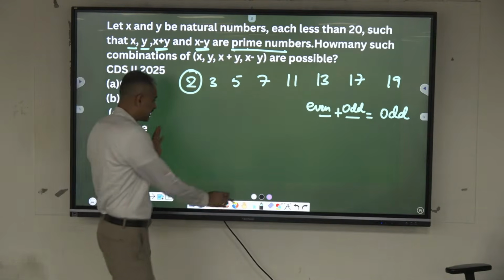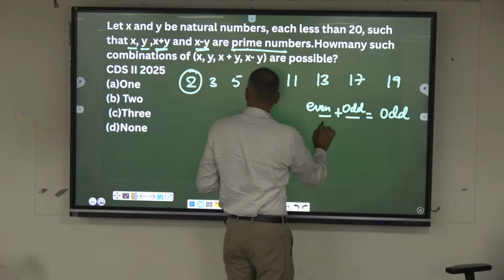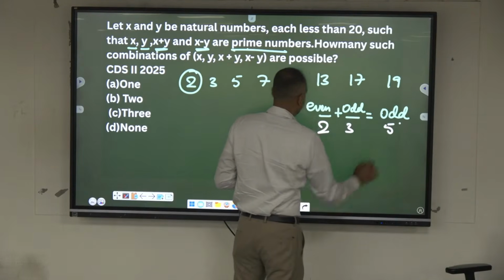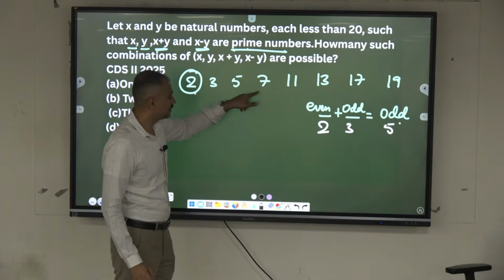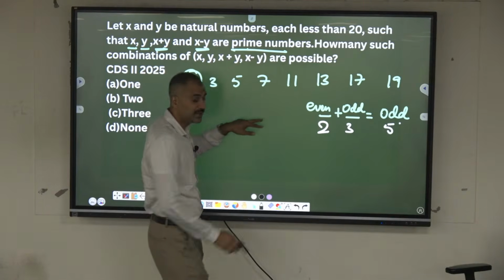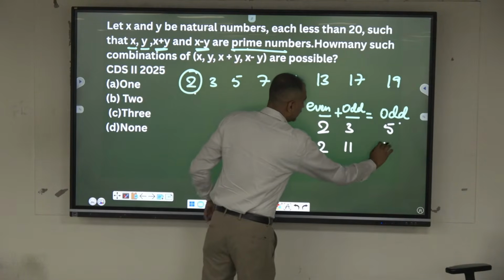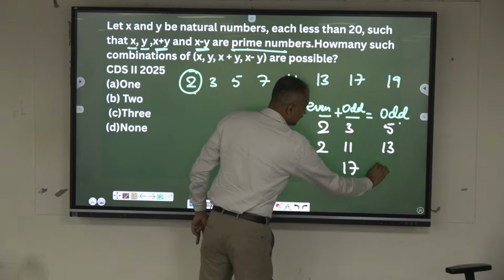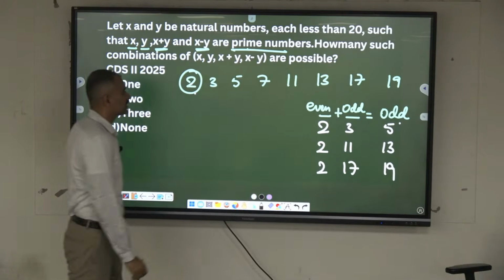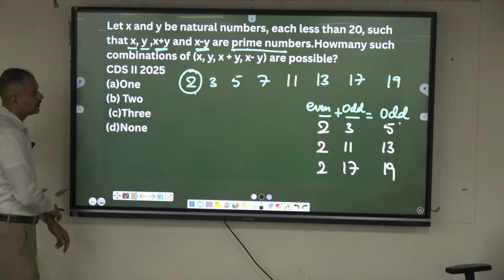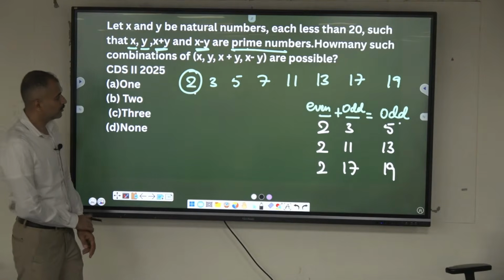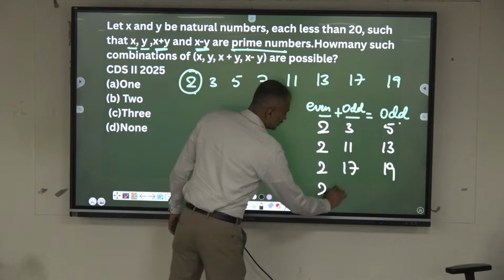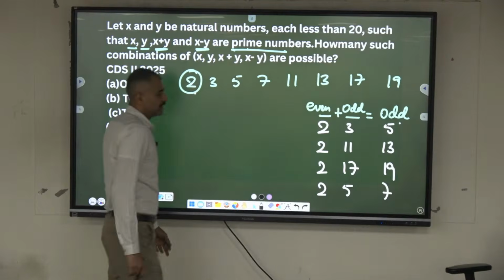So how many such cases are there? 2 plus 3, 5, possible? Yes. 2 plus 7, possible? No. 2 plus 11, possible? Yes. 2 and 11, 13. What else? 2 and 17, which is 19. How many cases? 2 and 5 gives 7. Anything else?